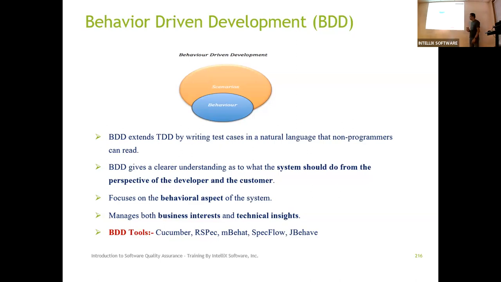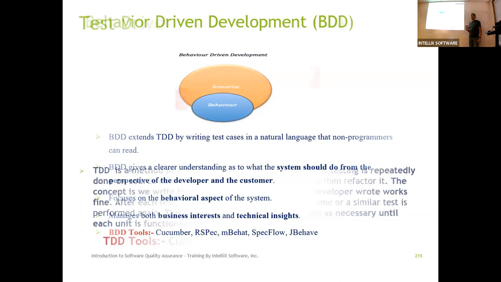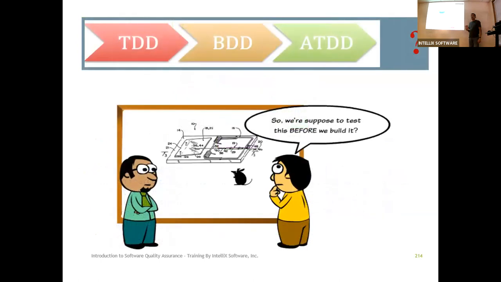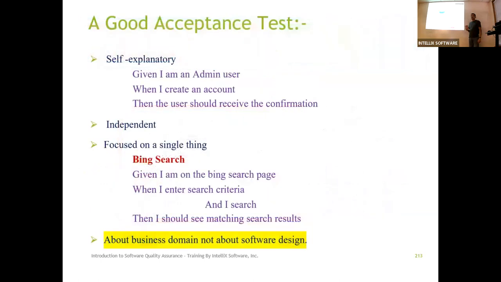So it's the same as business driven? There is no business driven. It's acceptance test driven development, ATDD, right? It's part of the ATDD process. But BDD is a very specific way of writing the acceptance test. The same way we saw it here. This is the way of writing the acceptance test in a BDD format, behavior-driven development format. This one is called BDD format.